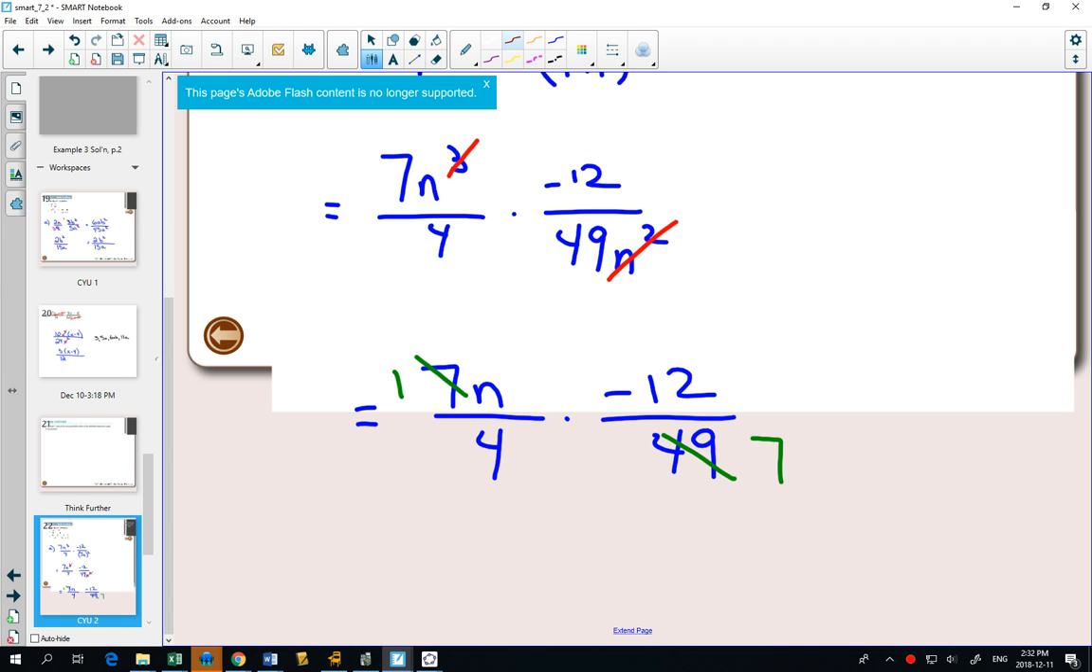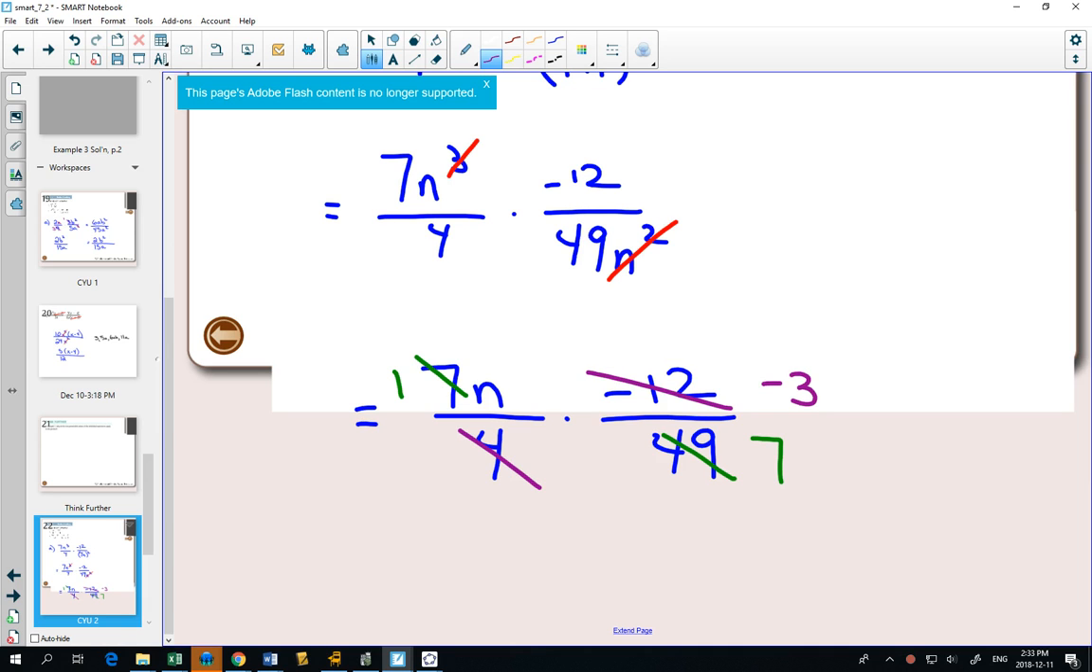You see anything else you could simplify? The negative 12 and 4, what would that leave you with? Negative 3. So I'll switch colors here just so we can see that when I did this, that left me with negative 3. We have to be careful because sometimes when we start canceling things out, we might lose track of the numbers that we have. So we have to be careful with that.